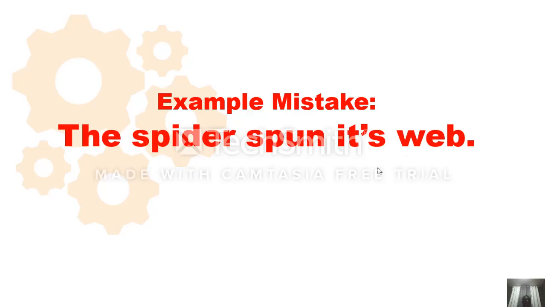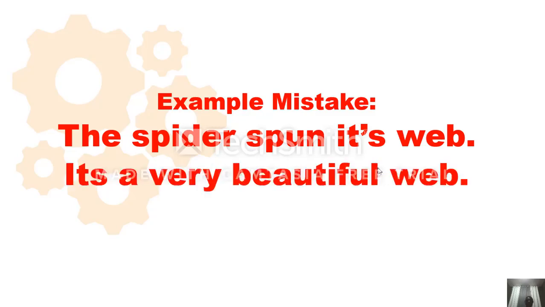Now watch this. The spider spun its web. It sounds so nice when someone speaks it, right? But then when I write it, I put the apostrophe. Do you see there is a problem here? Okay, let's see. Next. It's a very beautiful web. So the spider spun its web. It's a very beautiful web.